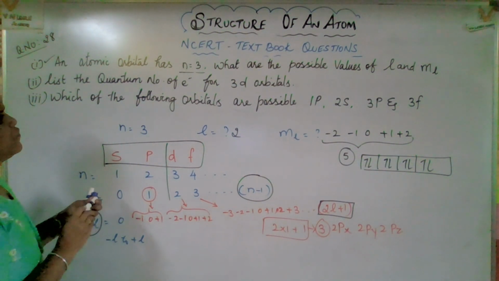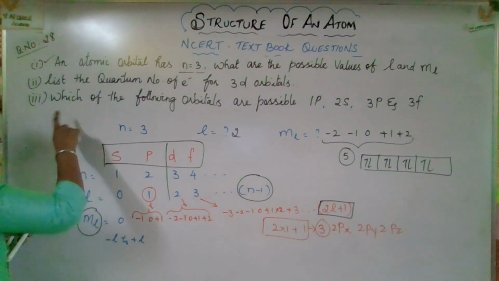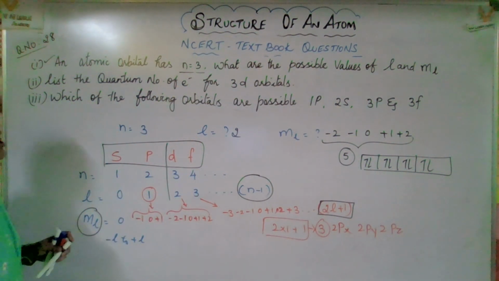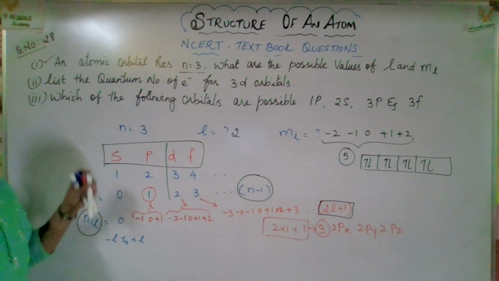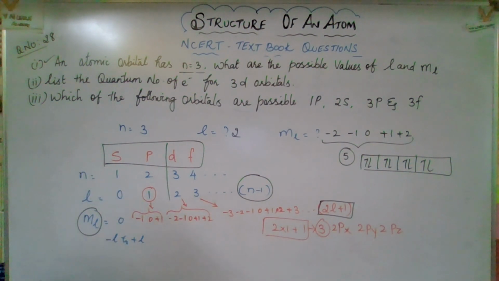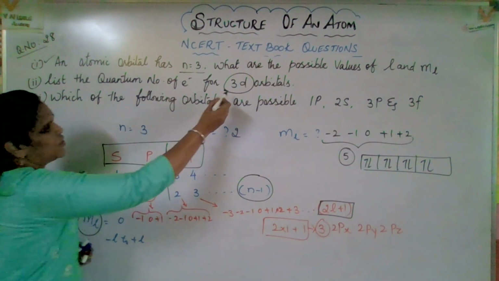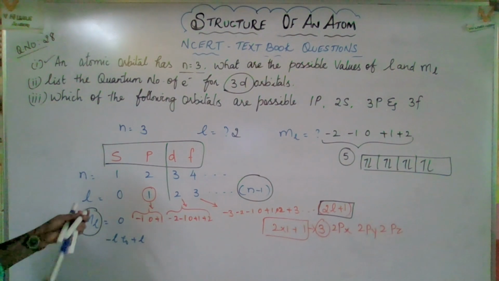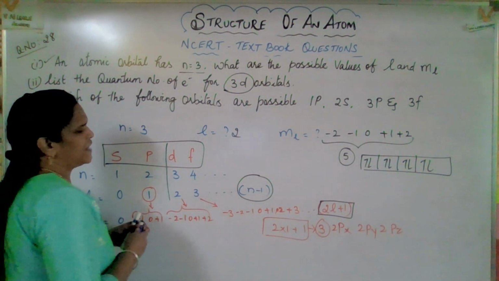Come on, let's go for the second question. List the quantum numbers of electrons in 3d orbitals. Yes, let us check this value. Now, the second question also mentions 3d, so indirectly they are mentioning the same value as here.